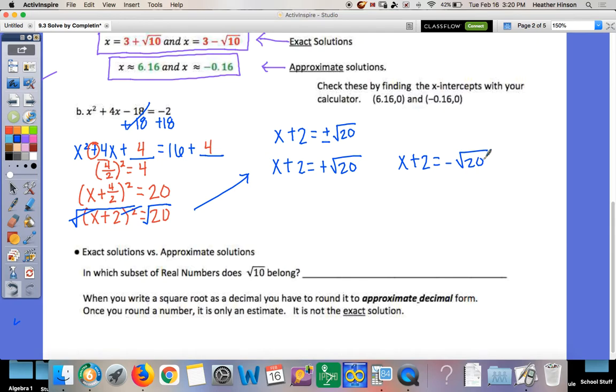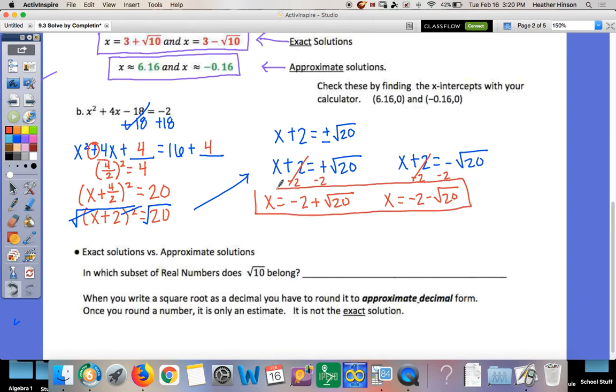And then we solve. How do you get rid of plus 2? You're going to subtract 2. And remember, this is going to go in front. So it's a negative 2 plus your square root of 20. And then over here, same thing, subtract your 2, but it goes in front. Negative 2 minus square root of 20. It always goes in front. So these are your exact solutions.